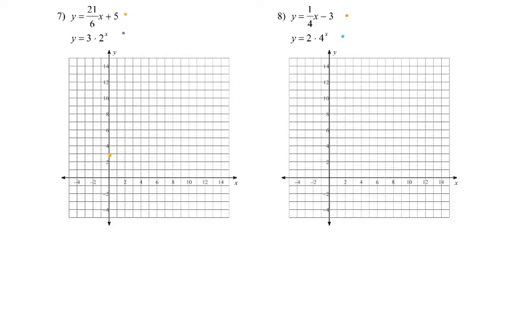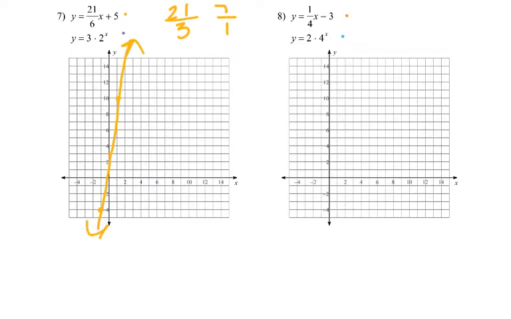Wow, that's going to be a tough one to graph, isn't it? Let's see, I think we can simplify that. Can't we divide those both by 3? And that would be 7 over 1. 7 over 1, it would look something like that.